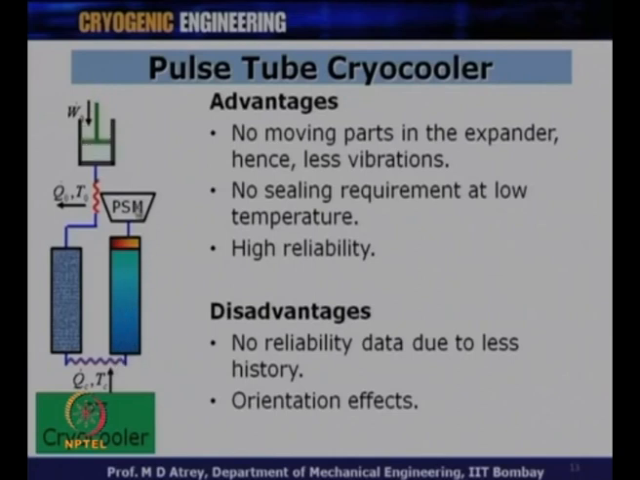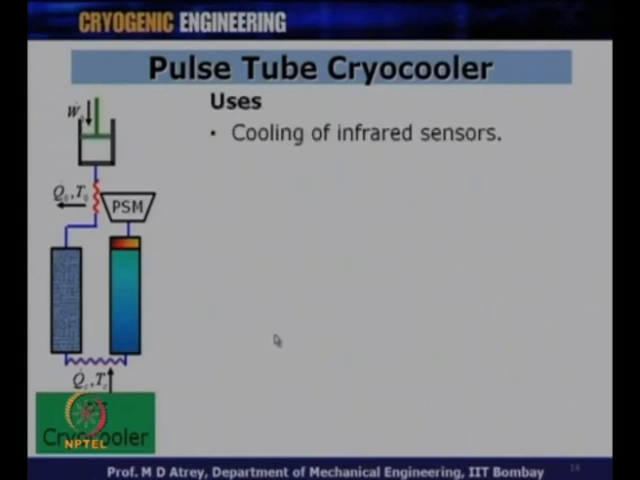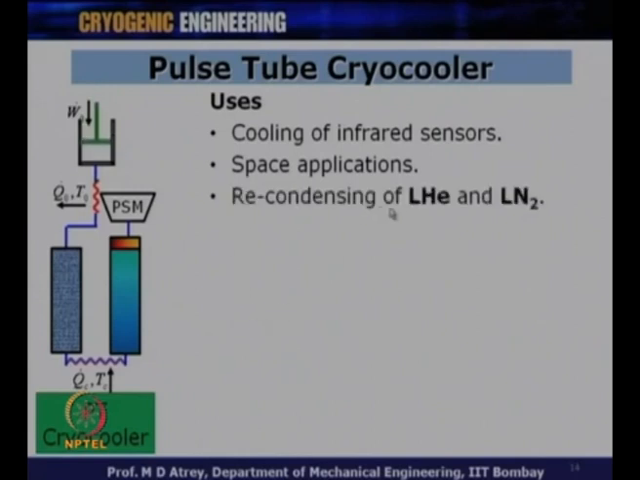So, pulse tube cooler is normally operated in a vertical mode only. So, we will have an orientation effect, which is also a negative characteristic of a pulse tube cryocooler. The uses of pulse tube cooler: it is used to cool infrared sensors for space application, and for recondensing liquid helium and liquid nitrogen, which is a very important function.